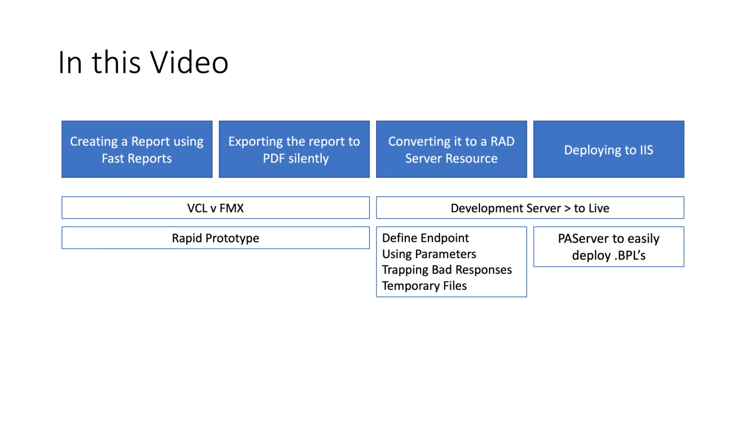I'll show you how you can use the PA server to deploy up to a Windows server, or even locally onto your own machine, and then find out all the other related BPLs that are required as part of the deployment. The standard RAD server install includes the base BPLs, but because we're defining use with the VCL framework here, there are going to be some additional dependencies which we can then easily find using PA server. So that's the outline. Let's get in and make this happen.